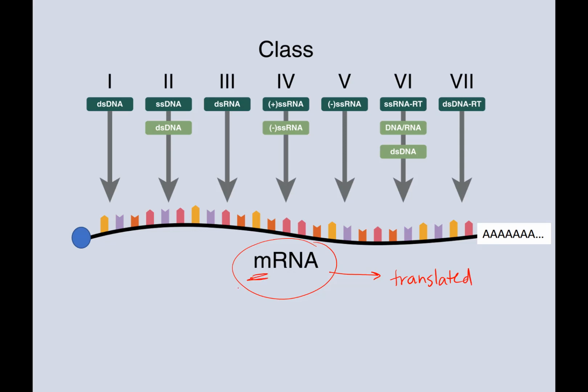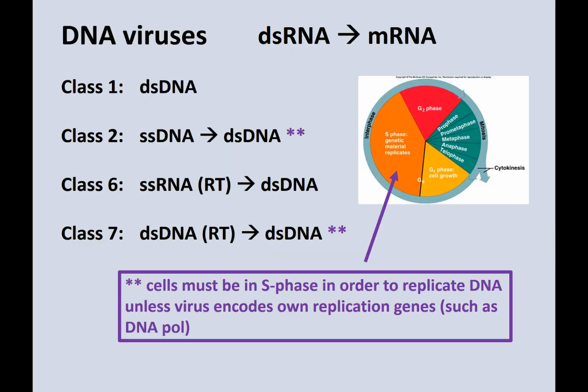And we've talked a little bit about how to get to a positive sense RNA molecule when we talked about some of the genome replication strategies. So your double-stranded viruses, you have 4 classes, class 1, 2, 6, and 7. Okay, and these are going to look a lot like normal transcription because they're starting out with double-stranded DNA. So class 1, already double-stranded DNA, you just need to get RNA polymerase on there to make mRNA.